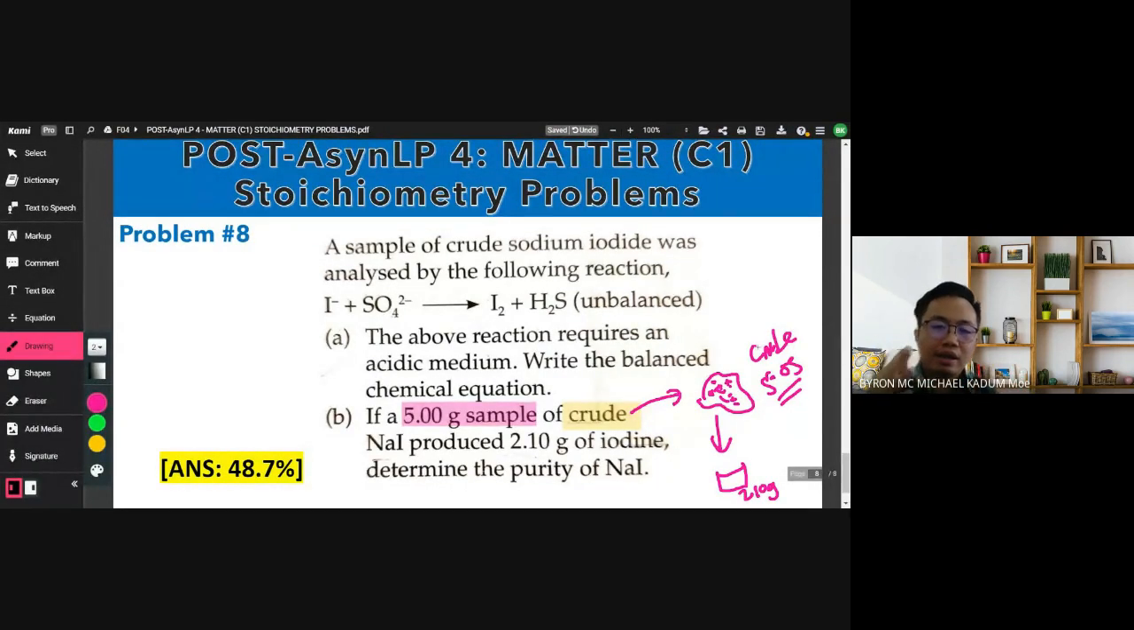Crude tu maksudnya sampel yang tidak pure, sampel yang ada benda asing dalam itu, ada impurity dalam tu. So dia mau tahu berapa peratus dalam sampel ini, 5 gram ni, berapa peratus sebenarnya adalah betul-betul NaI. Dan dia sudah bagi clue sudah. Kalau 2.10 grams of iodine dihasilkan. So, kita akan buat berdasarkan balance equation lah sebab dia sudah bagi tahu a sample of crude sodium iodide was analyzed by using this reaction. Dia sudah bagi itu di sini.